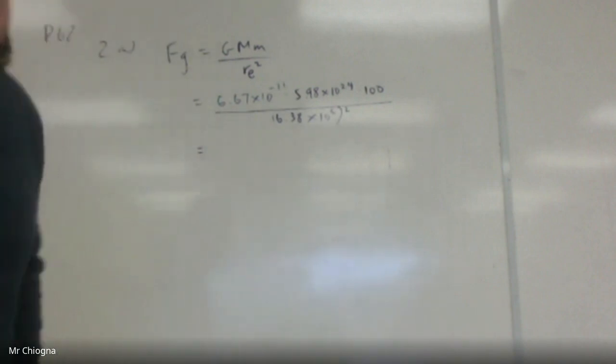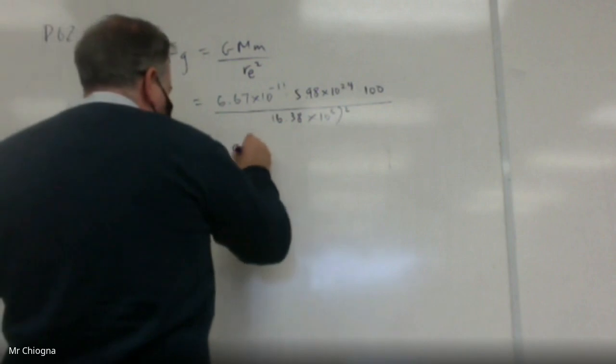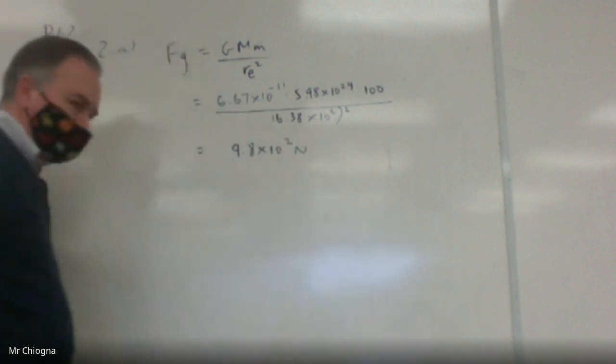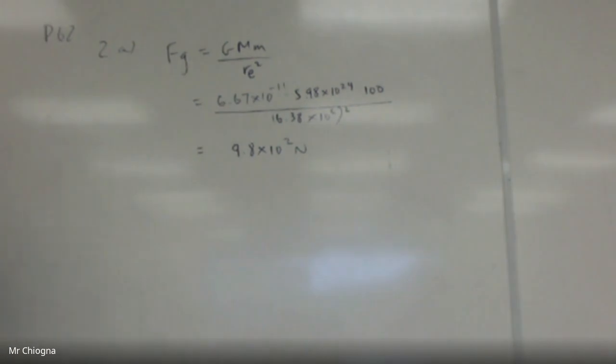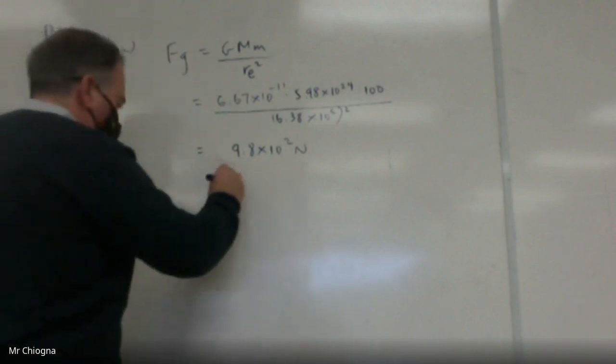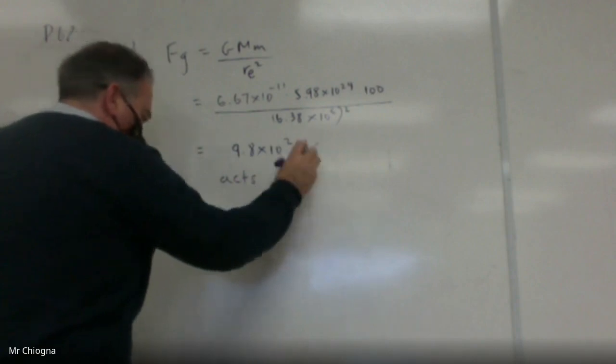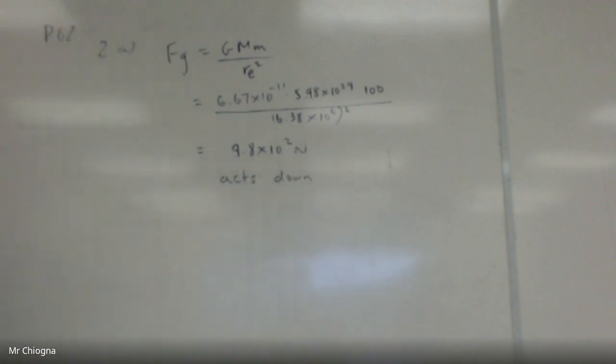Okay, works out to be 980. I'm just calculating the absolute value. In the notes, I put negative to indicate it's down, acting towards the center of the Earth. It acts down. Don't forget, the unit's newtons. Always include a unit. It's the same thing as any force, newtons.